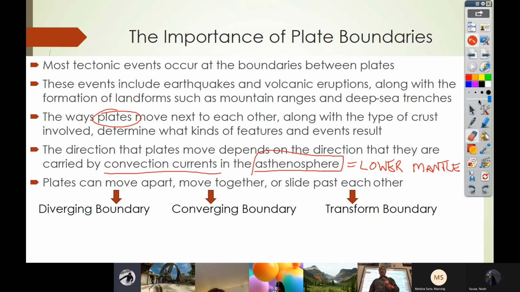And then the third type of boundary is called a transform boundary, and it's where the plates slide past each other. One is going one way, one's going another way. They're not moving apart. They're not colliding with one another. They're just opposite directions of traffic on the freeway, right? So that's what we mean by a transform boundary.